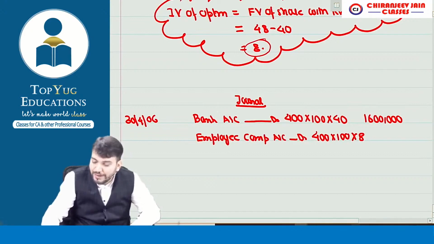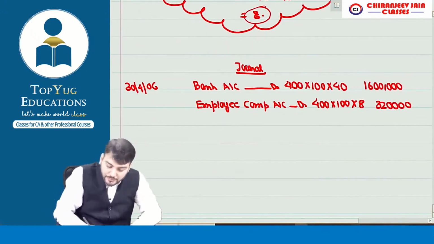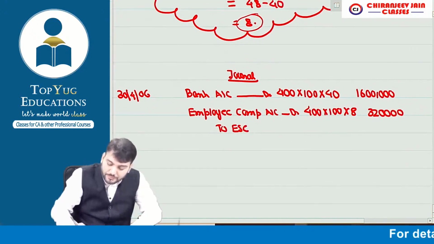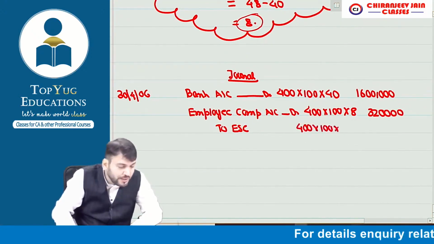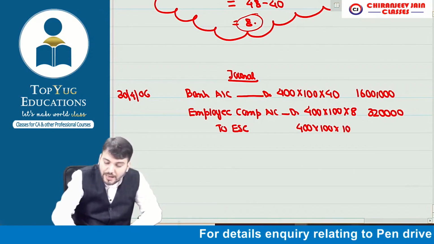400 into 100 into 8 is equal to what? 3 lakh 20,000. Correct. 2. Equity share capital will be 400 into 100. What is the nominal value? Nominal value is 10. So this will be 4 lakh.